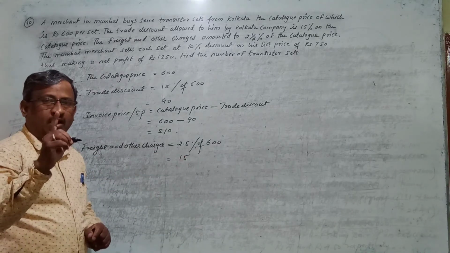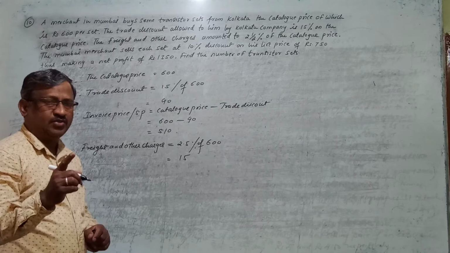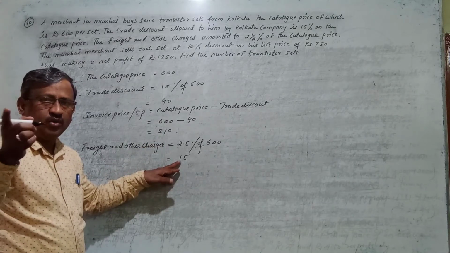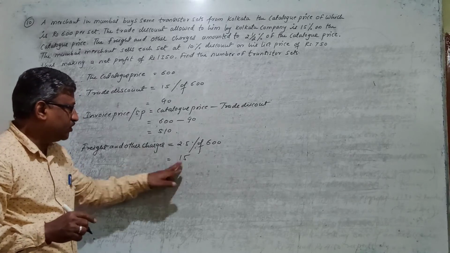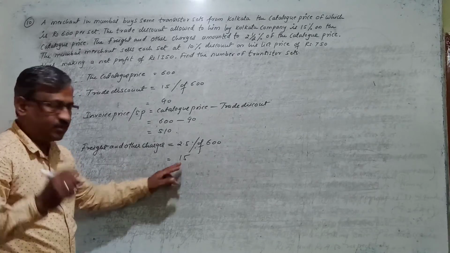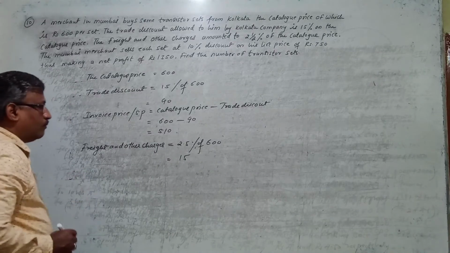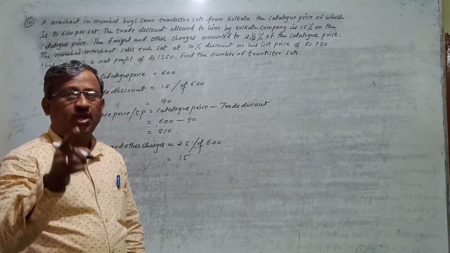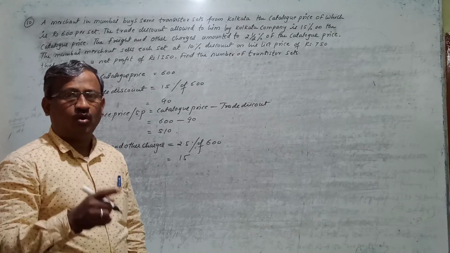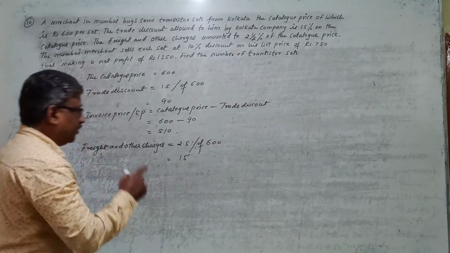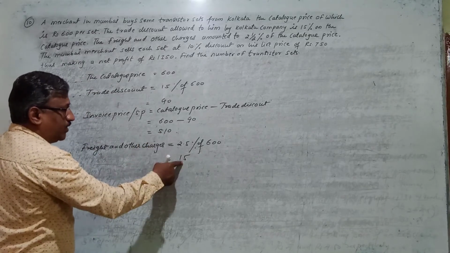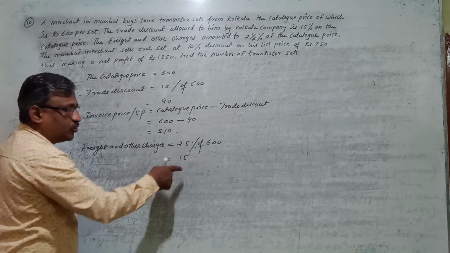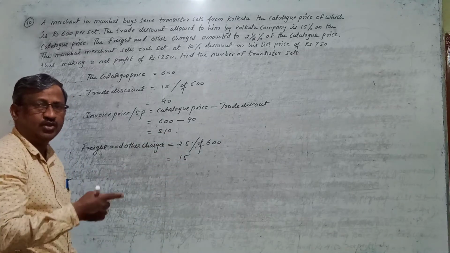So per one transistor set, if you want to buy one transistor set, you have to pay 510, plus to bring one transistor set from Kolkata to Mumbai, you have to pay freight and other charges of 15 rupees per set. Means to buy one transistor set from Kolkata to Mumbai, what is the total cost incurred? That total cost we have to calculate. That is nothing but 510 plus 15 rupees. So what he has to pay in total, that we have to calculate.